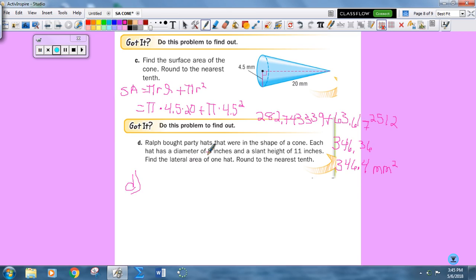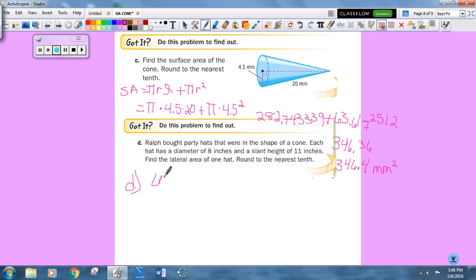So Ralph bought a party hat that's in the shape of a cone. Each has a diameter of 8 and a slant height of 11. Find the lateral area of one hat. Round to the nearest tenth. So we've got to think about that. We only want the lateral area because A, that's what they said, and B, the hat doesn't have a bottom because that's where your head goes.